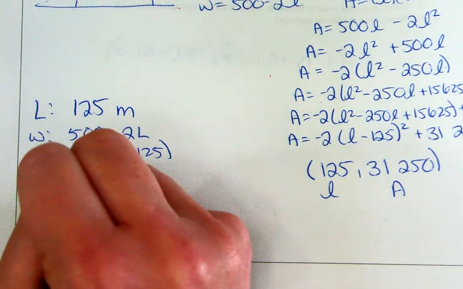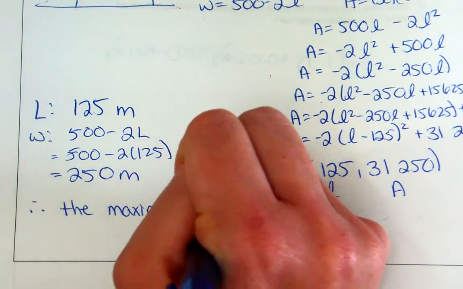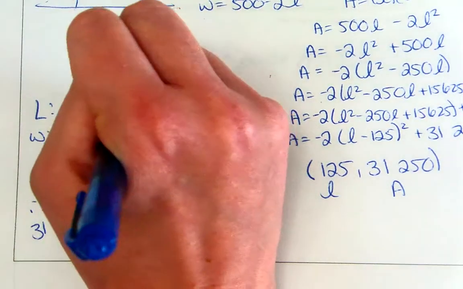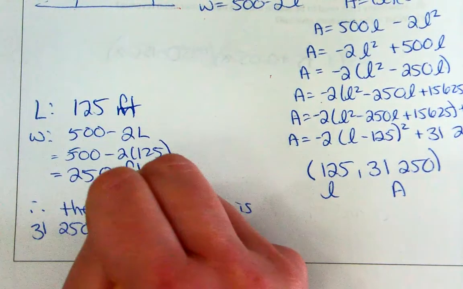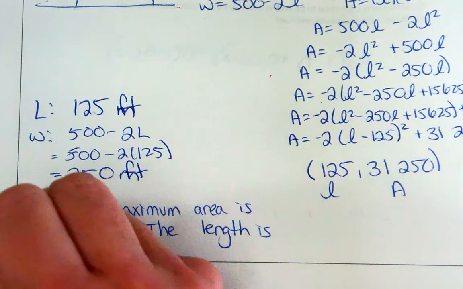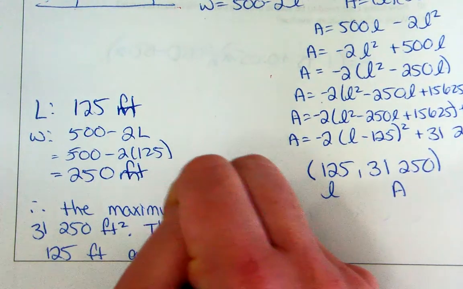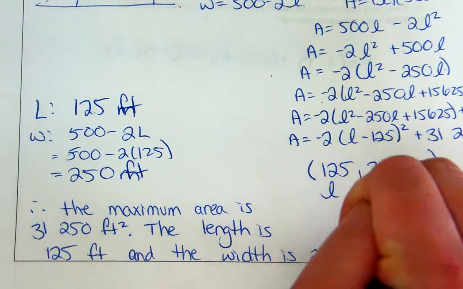Therefore, the maximum area is 31,250. Sorry, this is feet. Force of habit, I go to meters. But squared. The length is 125 feet. And the width is 250 feet.